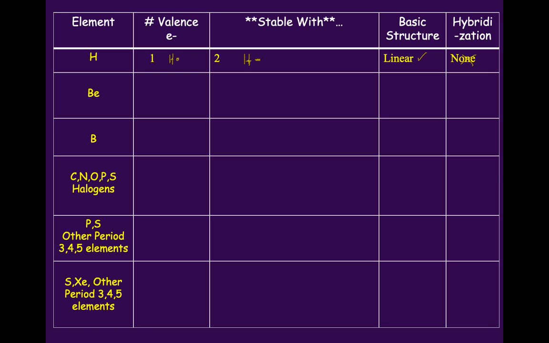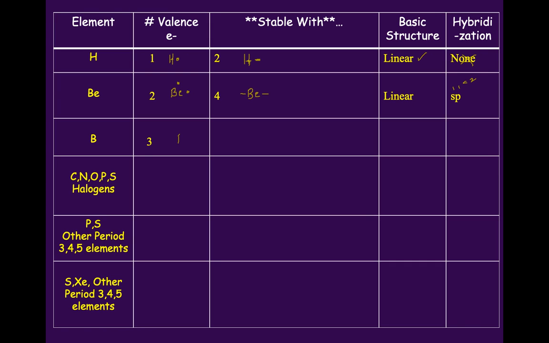With beryllium, beryllium is going to have 2 valence electrons, but we're going to hybridize them and separate them into 2, which means beryllium wants to form 2 bonds, for 4 total electrons around the central atom. You're going to be stable with 4, and then that would be sp. Again, you have 2 valence electrons, sp, for 2 total pairs.